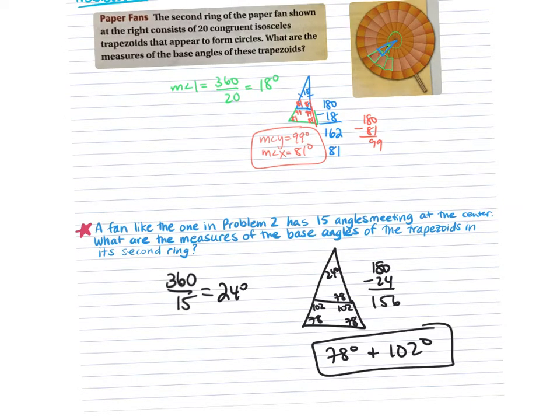Okay, hopefully you got 78 degrees and 102 degrees. When you take 360 divided by 15, you get 24. That means the vertex angle of this triangle is 24 degrees. If you subtract that from 180, you get 156, and divide that in 2. That means these two are 78, which means these two are also 78 since these are parallel, and subtract that from 180 and you get 102.